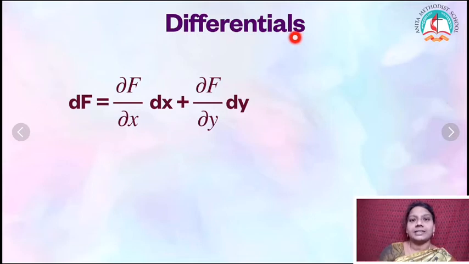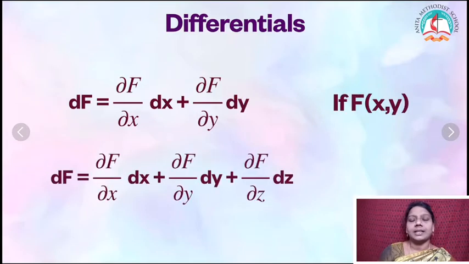Now, if you are going to find differentials, what do we mean by differentials? Already we learned that in the previous class. So now we are going to find differentials using partial differentiation, that means for more than one variable. Therefore, df is nothing but dou f by dou x into dx plus dou f by dou y into dy, because I have two variables. If I have three variables, then it will be dou f by dou x into dx plus dou f by dou y into dy plus dou f by dou z into dz.